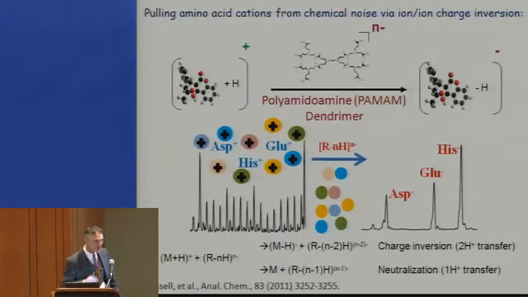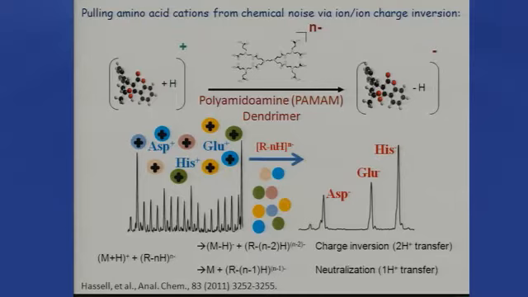Okay, so we first start with charge inversion. I'll harken back to some work that we published a couple years ago where we were using ion-ion charge inversion reactions where we take a singly charged ion, react it with a multiply charged ion of opposite polarity, and then look at the opposite polarity mode to see which ions made it over to the other polarity. The example that we used was looking at amino acids in precipitated blood plasma.